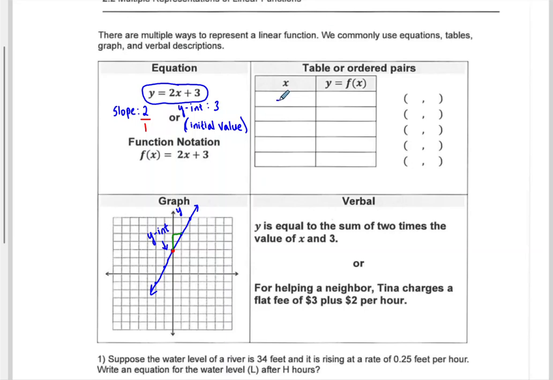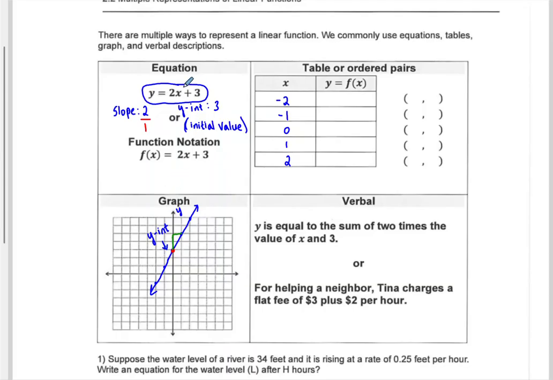Put in a different color, -2. Let's go ahead and do another value of -1. We'll do 0, 1, and 2. And then what happens here is we take our values of x and we plug it into our equation, and then we find our y values. If you don't have an equation, if you just have a graph, we can use that as well. I'll show you how to do both.